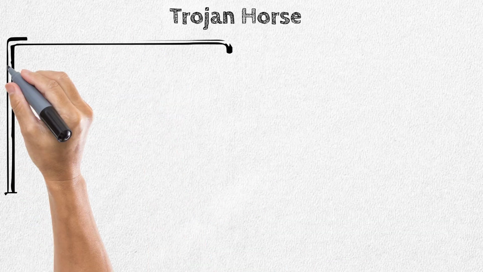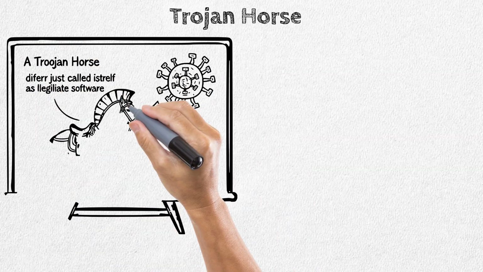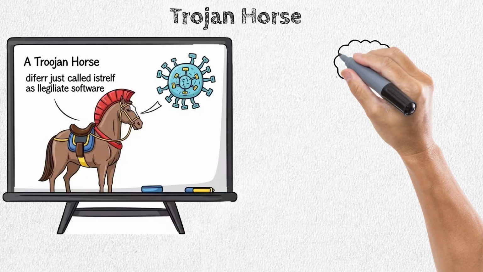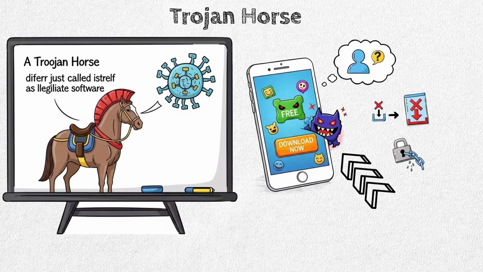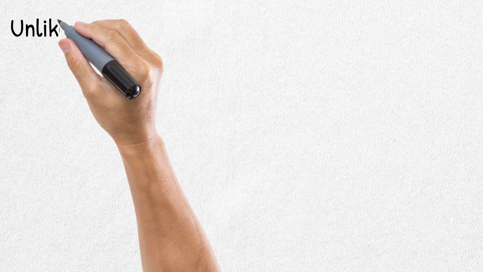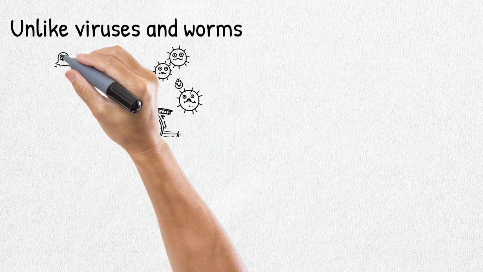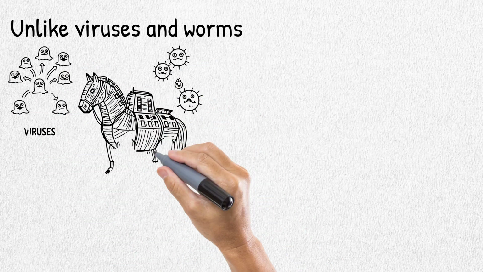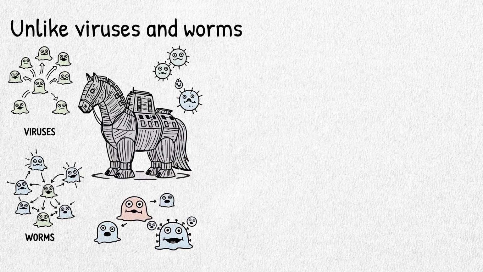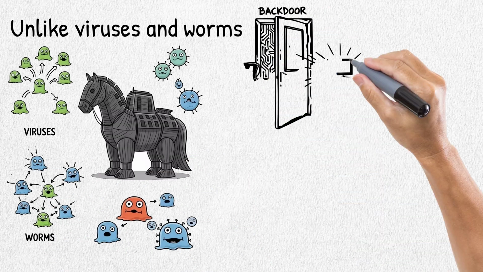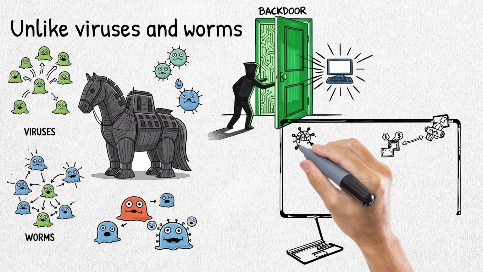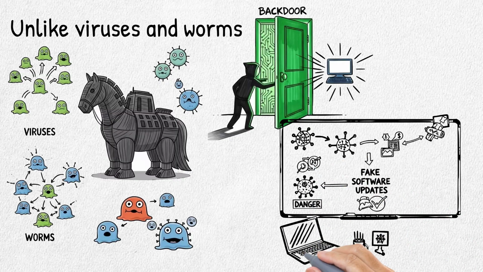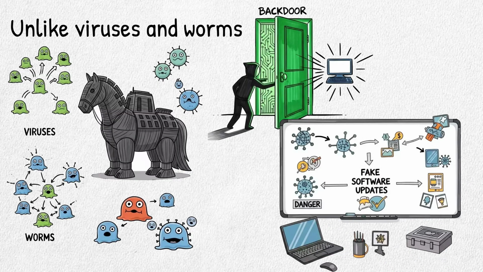Trojan Horse. A Trojan horse, often just called a Trojan, disguises itself as legitimate software. You might think you're downloading a game or a free app, but hidden inside is malicious code. Unlike viruses and worms, Trojans don't replicate themselves. Instead, they create a backdoor that allows hackers to access your system remotely. Many fake software downloads pretending to be updates for popular apps have spread Trojans over the years.